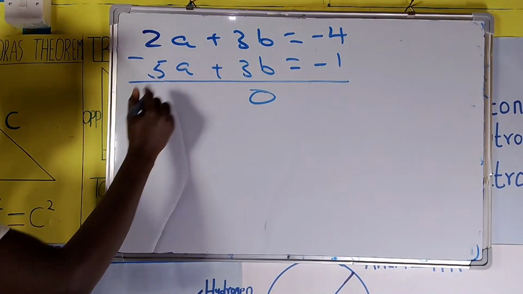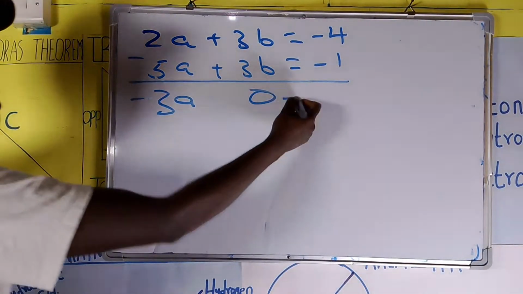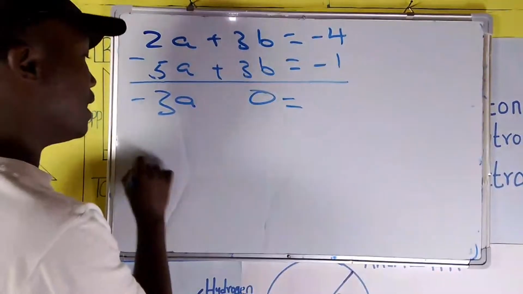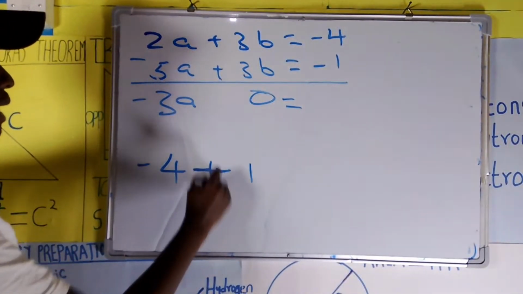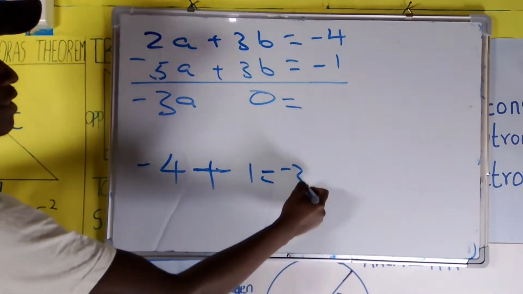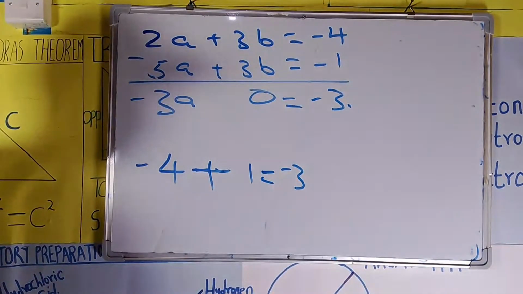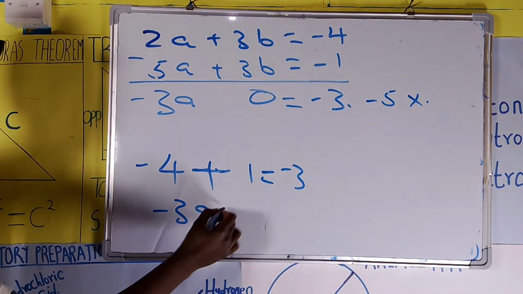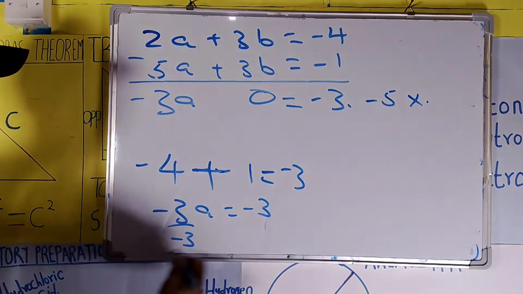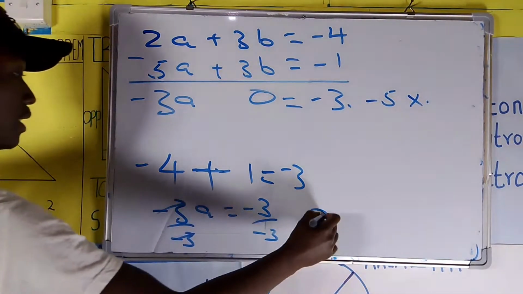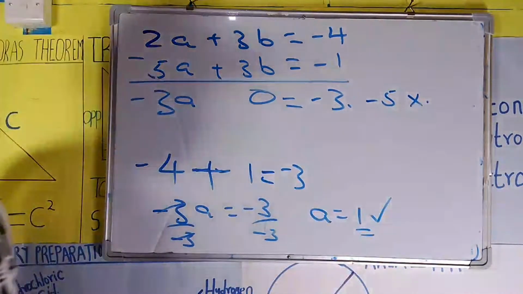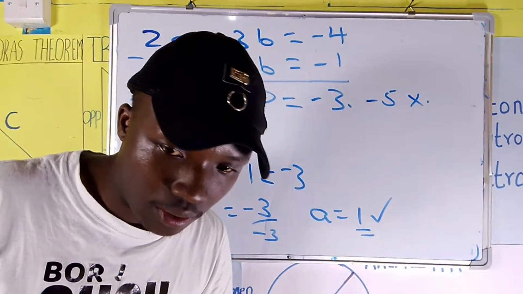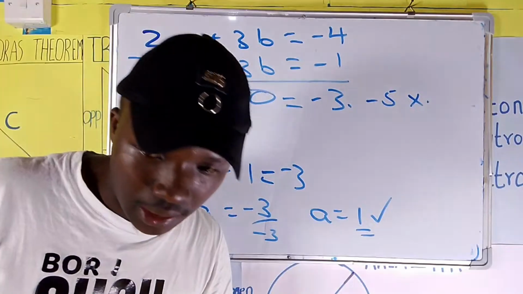So 2a minus 5a is -3a, is equal to -4 minus -1. Minus and minus becomes plus, so it will be -3. It will not be -5. So there you wrote -5, that is wrong. It should be -3a is equal to -3. So that when you divide both sides by -3, you will get a is equal to 1. Do that correction. That is the only part you've gone wrong.